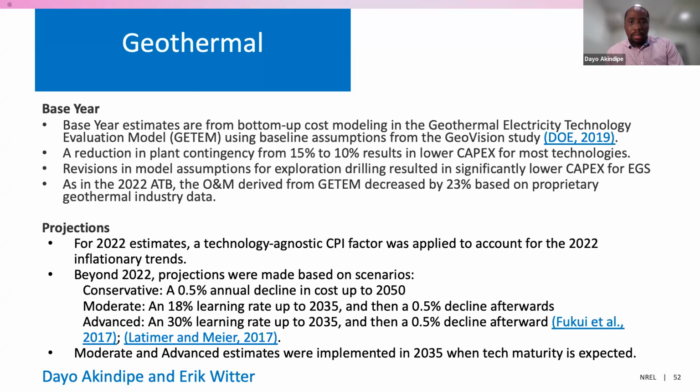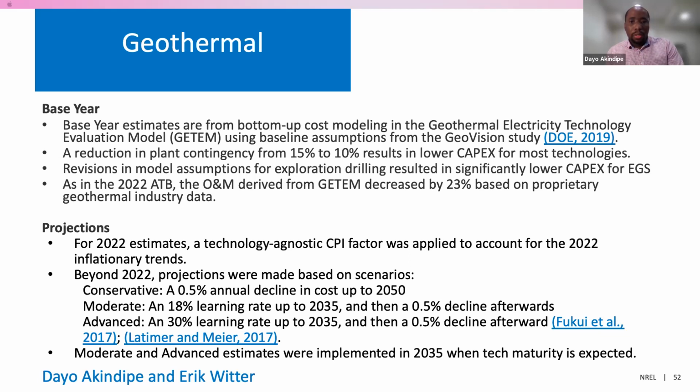Another major change is the model assumption for the exploration drilling. Exploration drilling initially used to be about 9 successful wells, but now we have brought it down to about 5 successful wells for EGS. This helped to reflect the successes already announced, even as of last week, on near field EGS drilling, and how many successful wells are needed to move to commercial development.